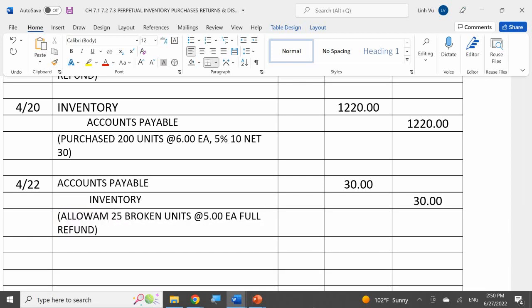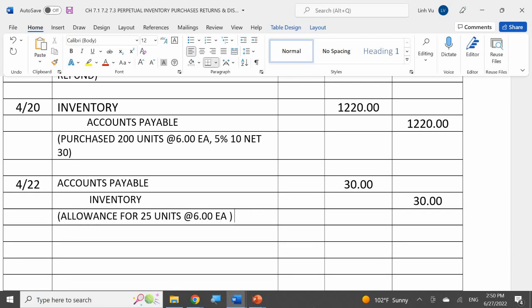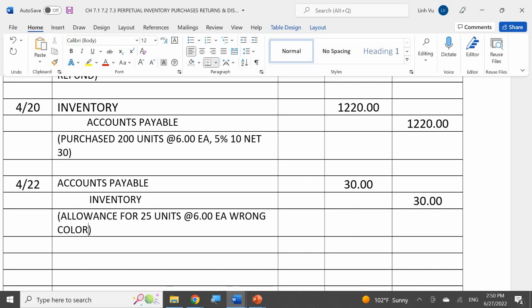Allowance for 25 units at $6 each, wrong color, for 20% discount. Okay? For $30.